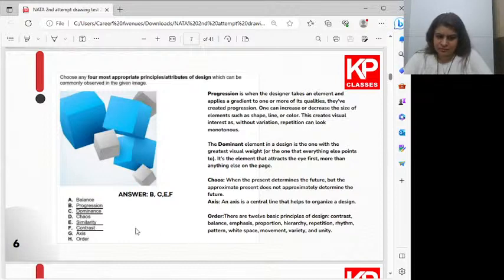Okay. I've also given the meaning of order over here. So what does order mean? Order means the presence of various elements or principles. That simply means in what order are they present? So there are 12 basic principles of design: contrast, balance, emphasis, proportion, hierarchy, repetition, rhythm, pattern, white space, movement, variety, and unity.